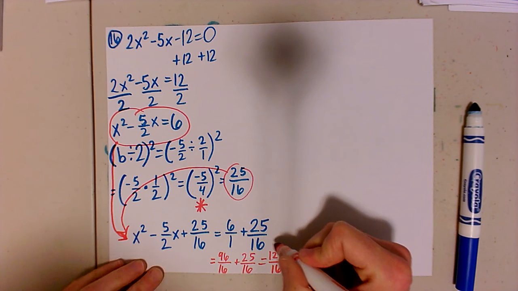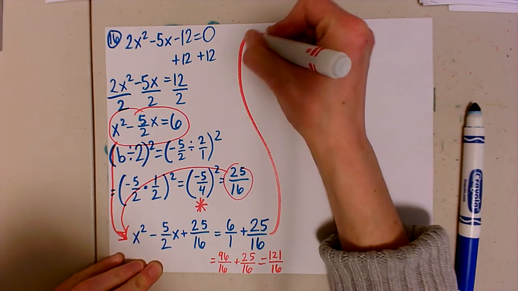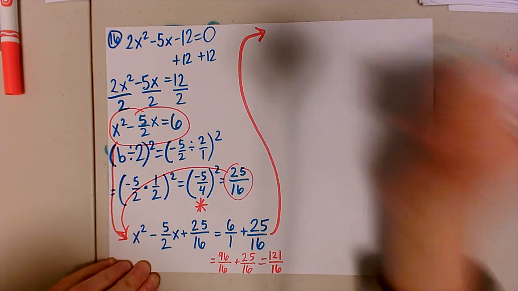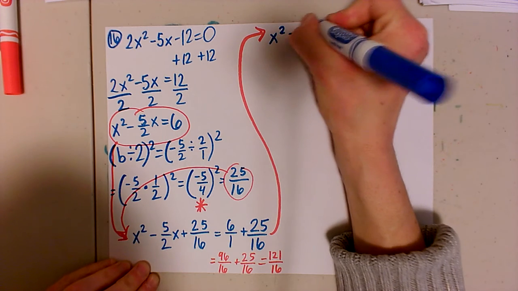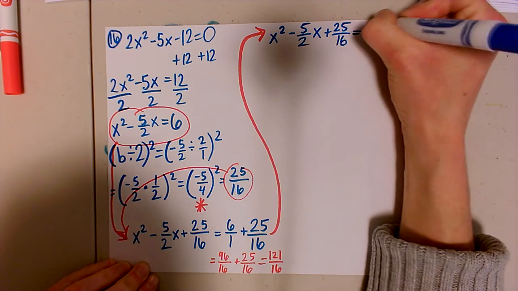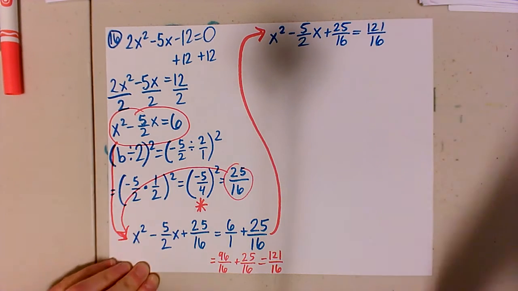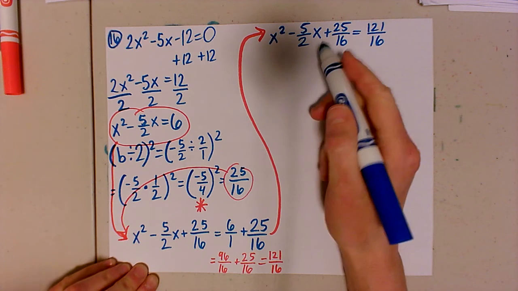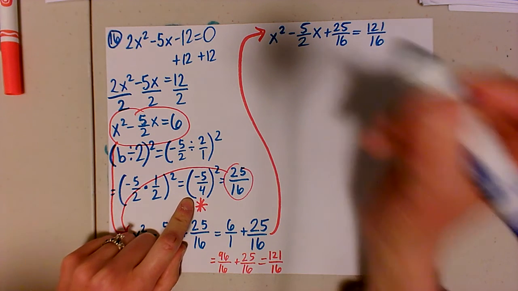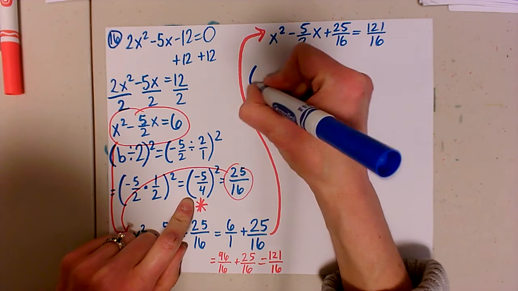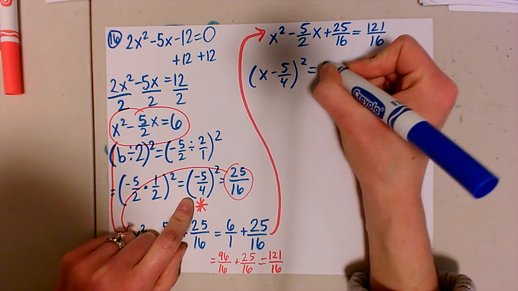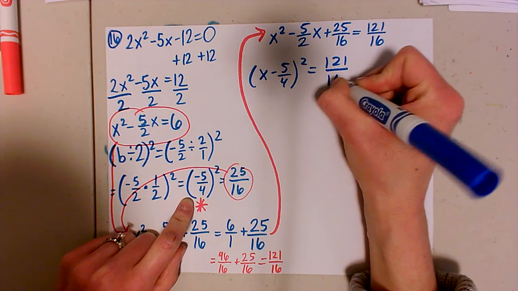Okay, so we could kick all of this up here and rewrite our equation as x squared minus 5/2 x plus 25/16 equals 121/16. Now we can factor the left, and to factor the left, we're going to use this negative 5/4 that we figured out a few minutes ago. So the left factors into x minus 5/4, the whole thing squared, and then the right is still just 121/16.